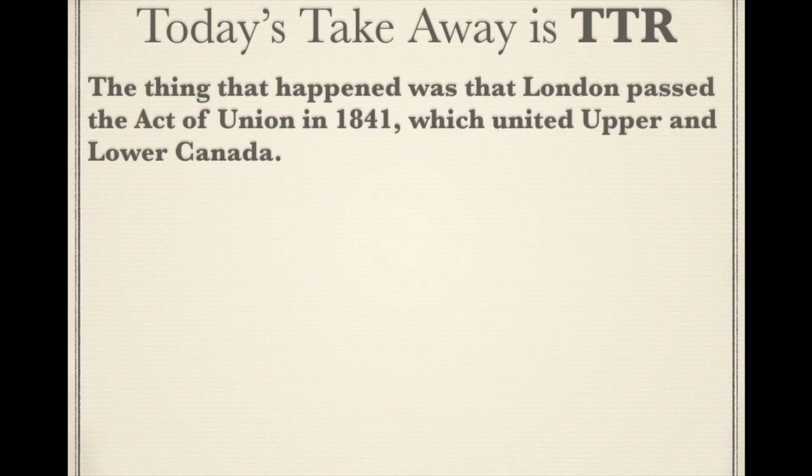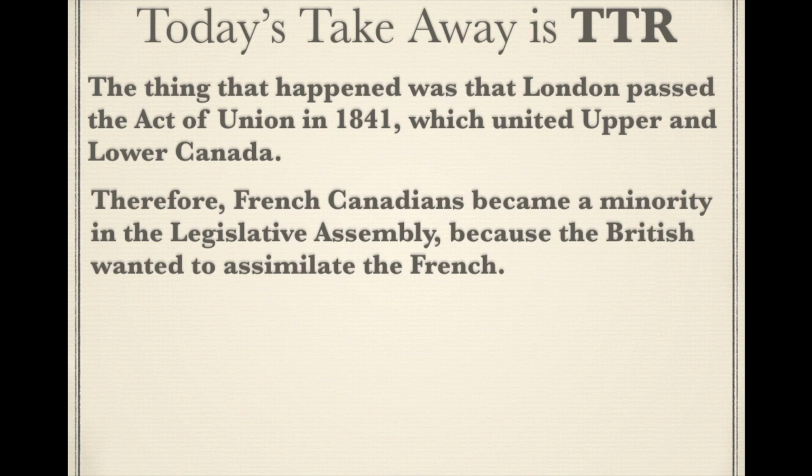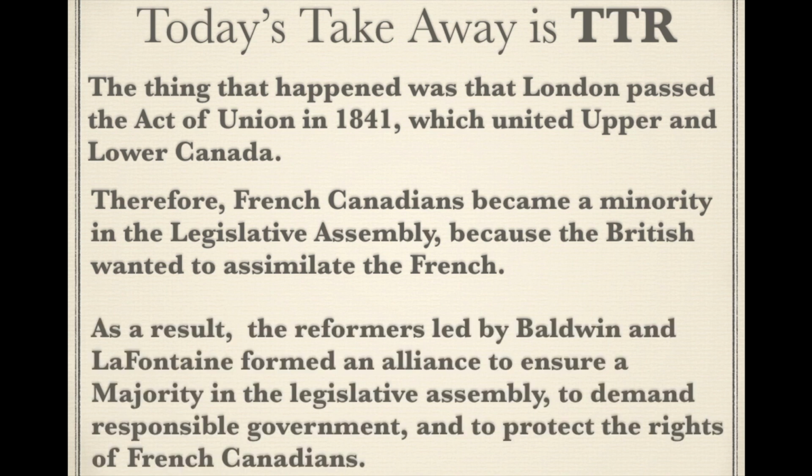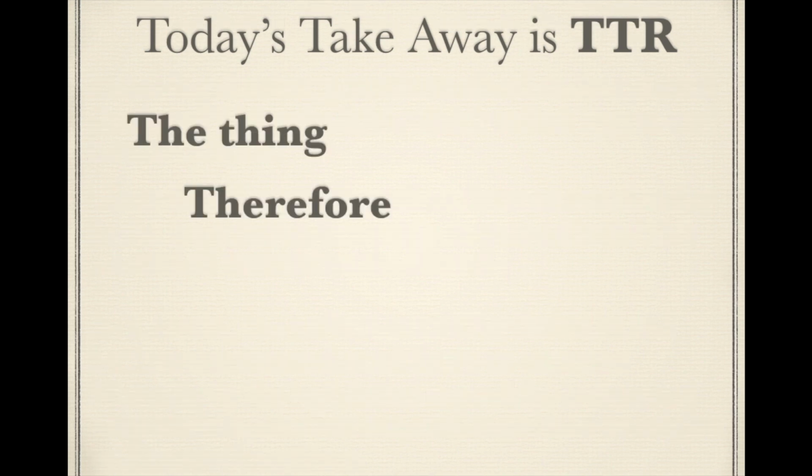So the thing that happened was that London passed the Act of Union in 1841, which united Upper and Lower Canada. Therefore, French Canadians became a minority in the Legislative Assembly because the British wanted to assimilate the French. As a result, the reformers led by Baldwin and LaFontaine formed an alliance to ensure a majority in the Legislative Assembly, to demand responsible government, and to protect the rights of French Canadians. You see, that's it. The thing, therefore, as a result.